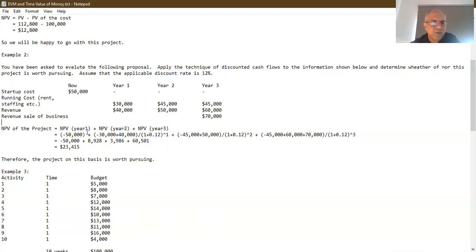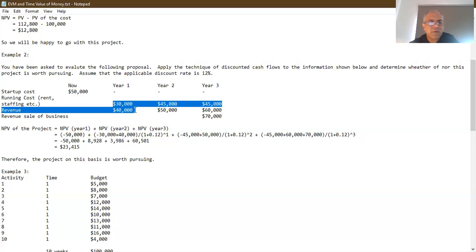So once we add all of these up together, we get a final figure, which is the net present value of the project, and then we can see what is going on. So the 50,000 that we're spending right now is going out of our pocket at this exact moment. So there's no need to do any discounting here.